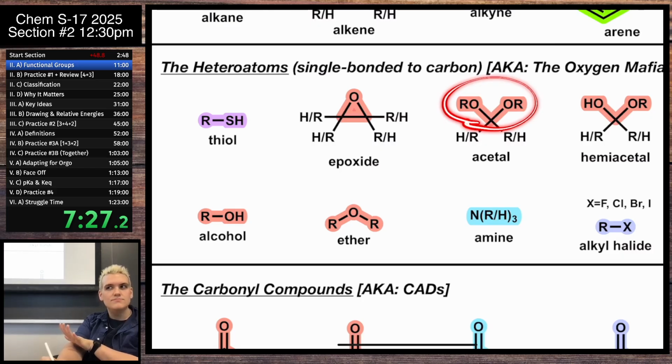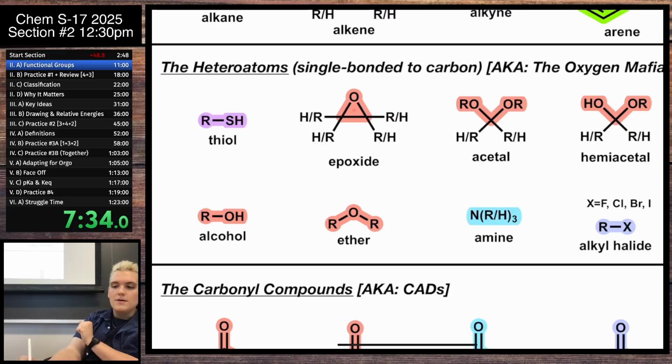Is that okay? Okay. And then let's say we want to become an acetal, but we're not fully committed. We have one of our little ether subgroups, but then we have an OH. We're halfway there. We're a hemiacetal. Hemi for half.